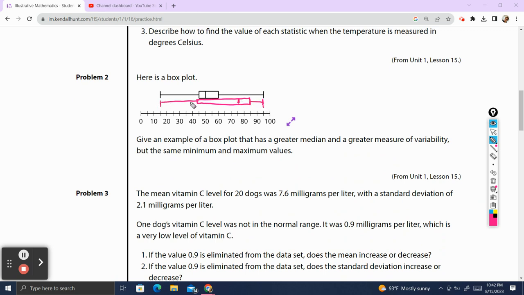Our min and our max are the same. Our median is 75 rather than 50, and we know the variability is greater because the box is bigger. And that's it. That was pretty easy. Let's go on to the next question.